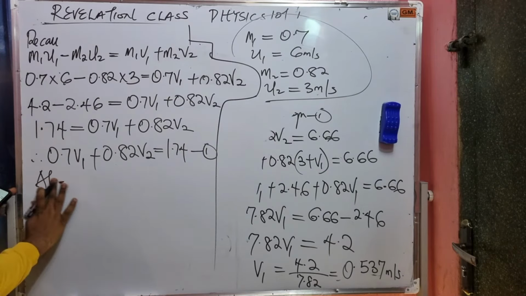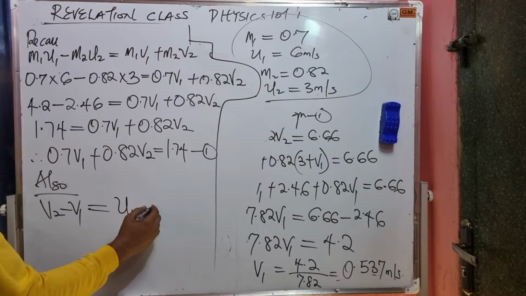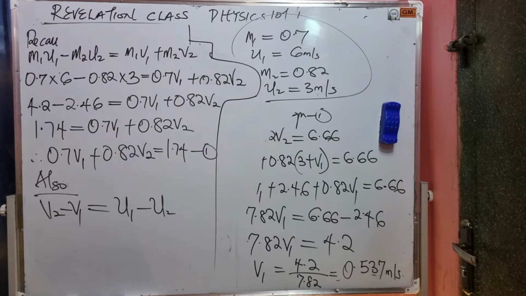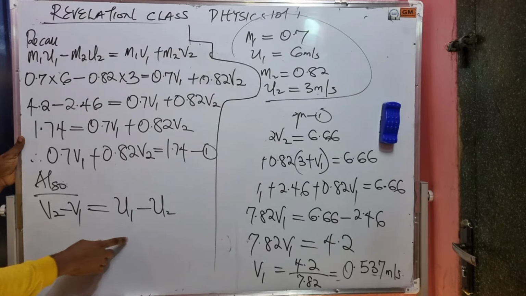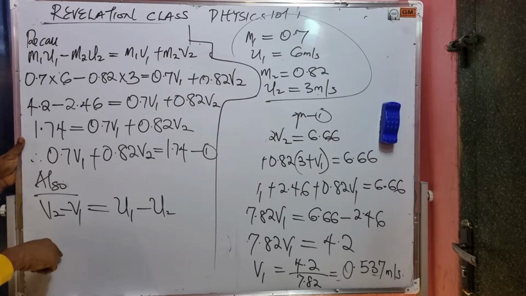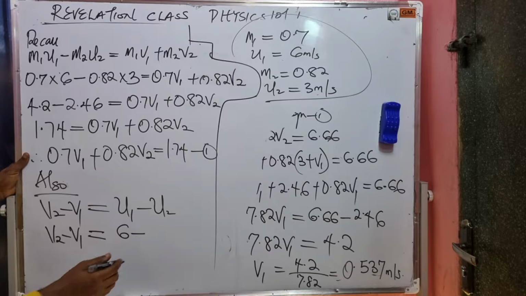Also, relative velocity of separation, right? While V2 minus V1 must be equal to what? Velocity of what? Of approach, which is our U1 minus what? U2. Don't forget that for elastic collision, velocity of what? Of separation, right? Must be equal to what? That of what? Of approach. Separation means what? V2 minus V1. Approach means U1 minus what? U2. Now let's solve. Here we have V2 minus V1 equals to our U1, which is 6, minus what?